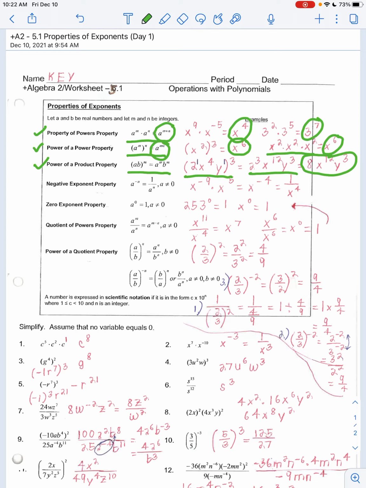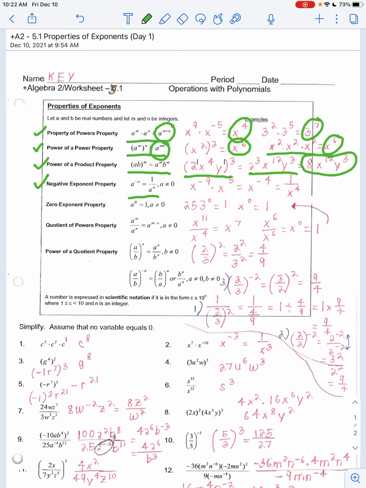Then we have the negative exponent property. When you have a base raised to a negative exponent, we can rewrite it as 1 over that base raised to a positive power. So I've given a problem.